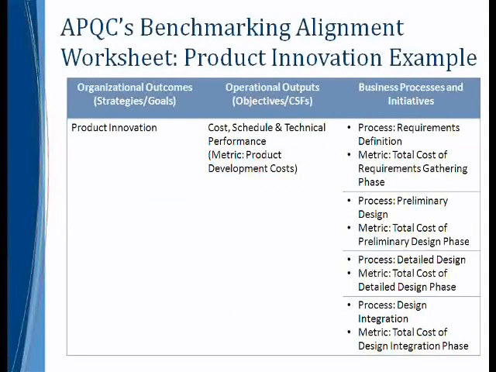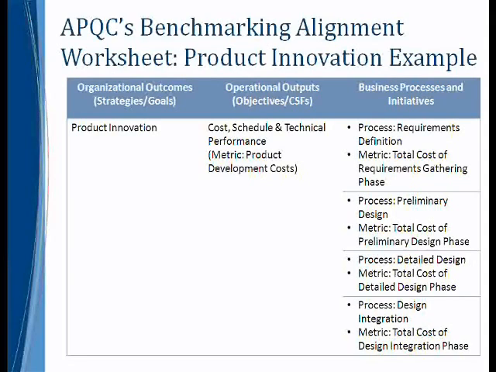Now let's look at how we would depict this in the benchmarking alignment worksheet. So you can see it just outlines product innovation through cost, schedule, and technical performance. And you can see the metric that they have there at the objective or the department level is product development costs. And then at the business process level, they're starting to outline measures around the total cost of requirements gathering, the total cost of the preliminary design phase, total cost of detailed design phase, and the total cost of design integration phase.